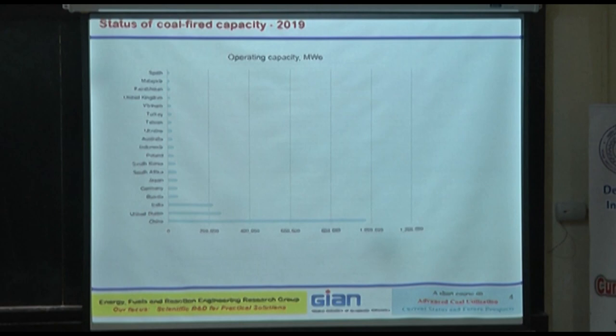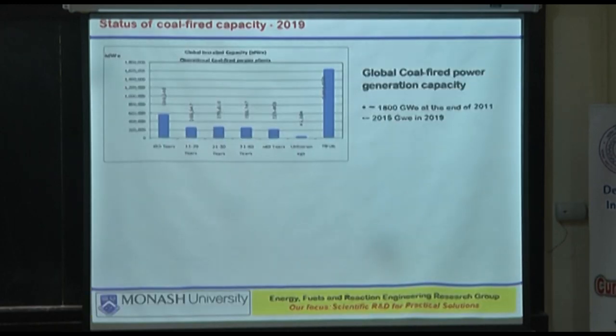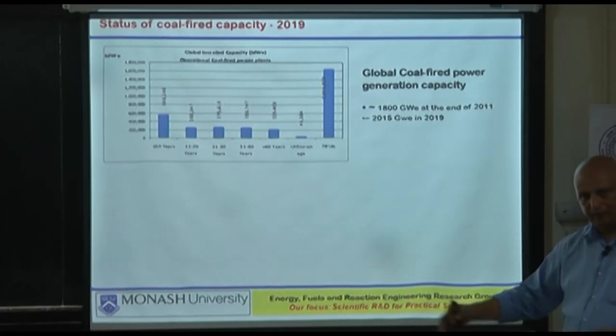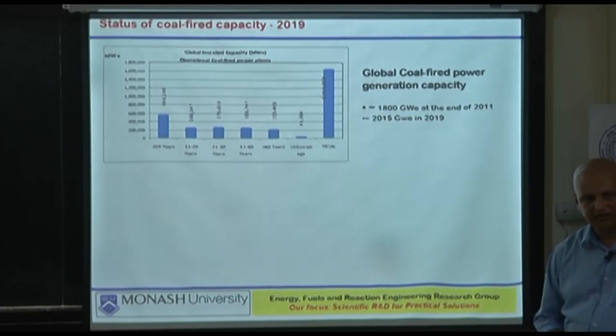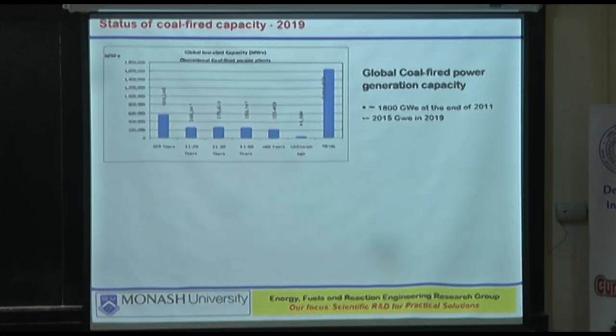This is what was at the end of 2011, the operating capacity. And then through the cancellation of several units, and then also stopping as of the aging coal-fired units in different countries and the construction of the new ones, this is currently what it is. So it is considerably slow. There's absolutely no doubt about it.